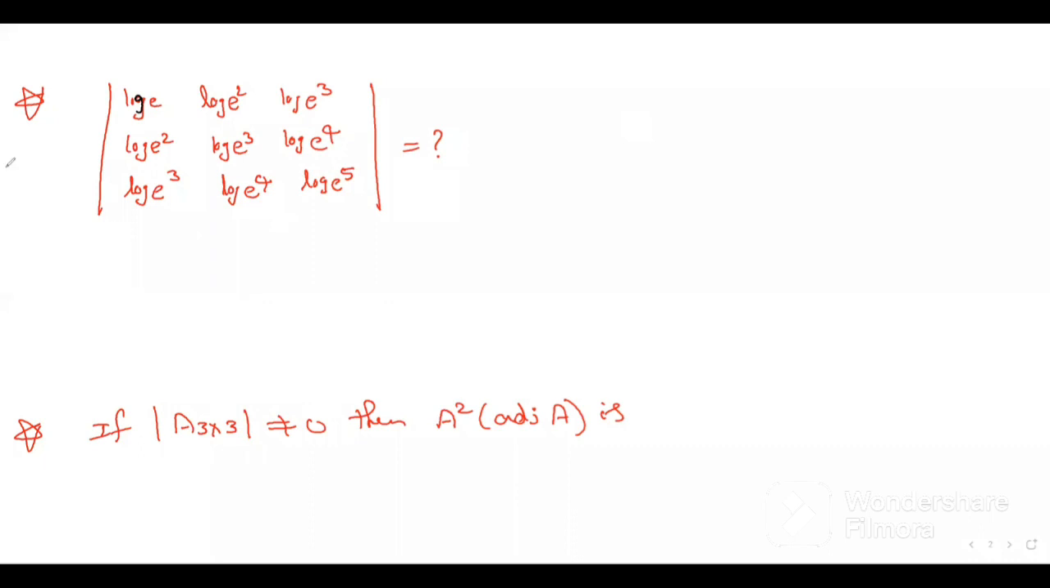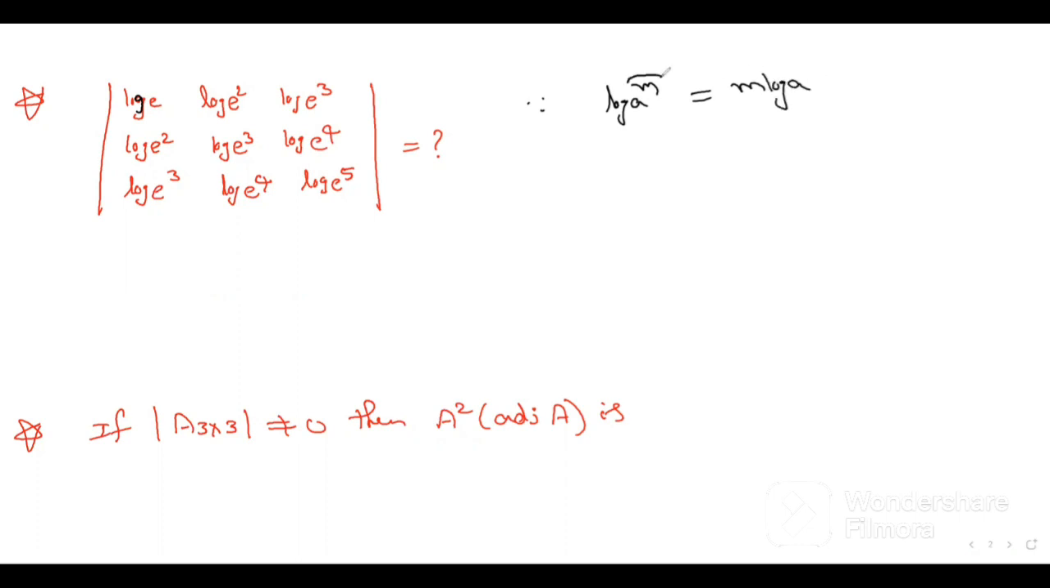Okay, now I'll explain the next problem. Here in this statement, the determinant of log e square, log e cube, and so on, up to log e to the power 5 — what is the value? We have one formula in logarithms: log of a to the power m is nothing but m log a.